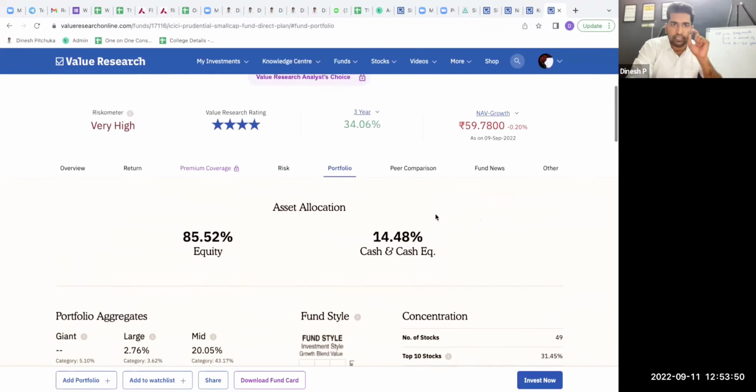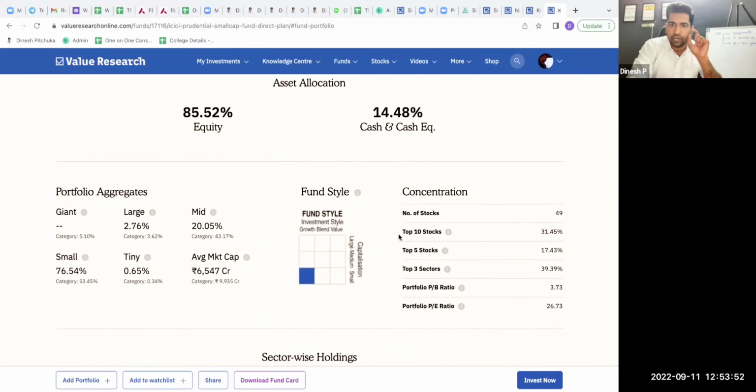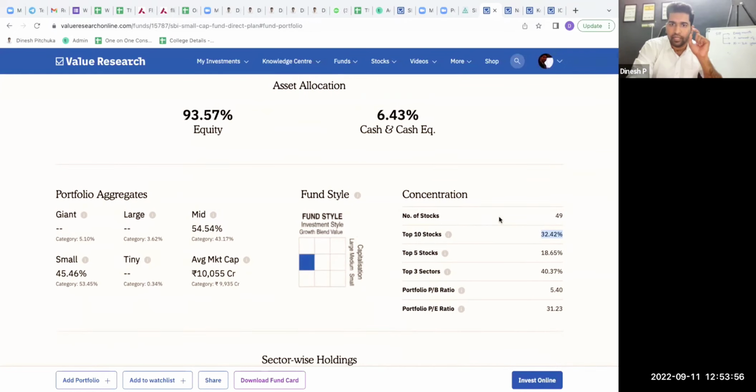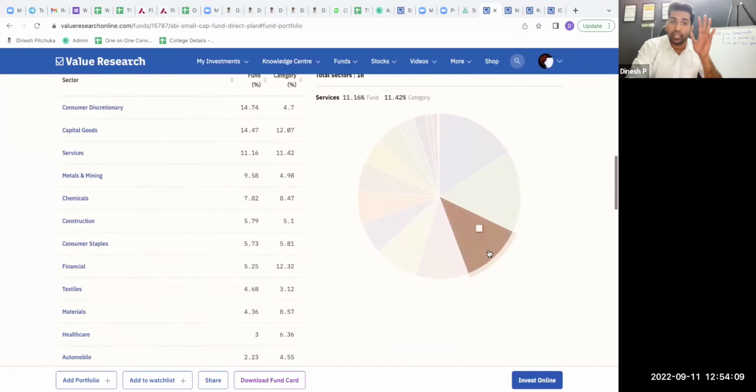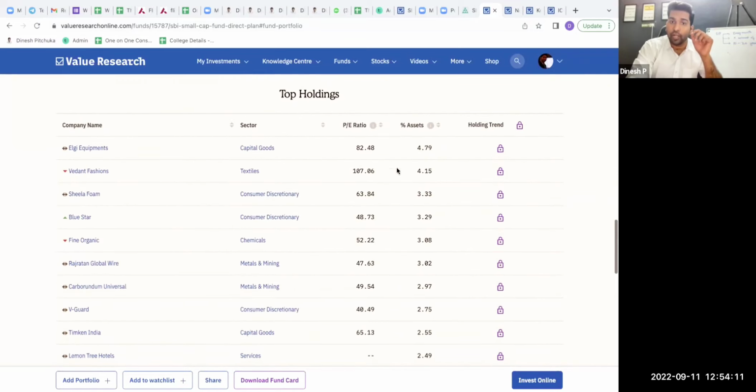Okay, and then this is ICICI Prudential, top 10 is 31%. Okay, yeah, this is 32%. So you have to see how much the top 10 stocks contribute and the top 5 stocks, because if they contribute more, it means that the major part of the money is going to those top 5 or 10 companies. You should be analyzing more on that when you're doing technical analysis. That will help give you a better understanding.